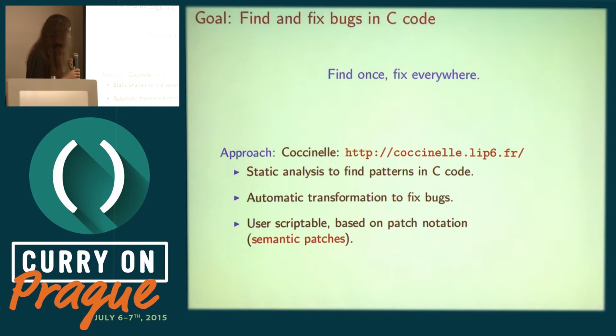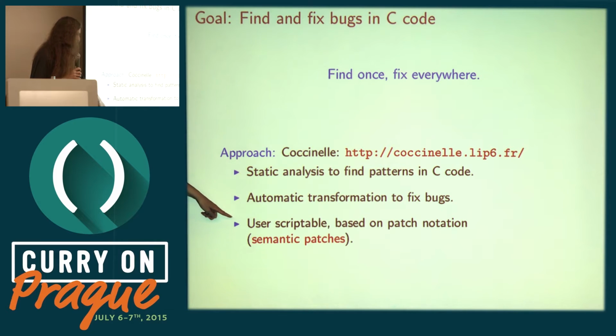So what we've proposed is a tool called Coccinelle. It's freely available. It's also available in a lot of Linux distributions. It provides a static analysis to find patterns in C code. It provides automatic transformations so that when you find bad things, you can fix them at the same time.